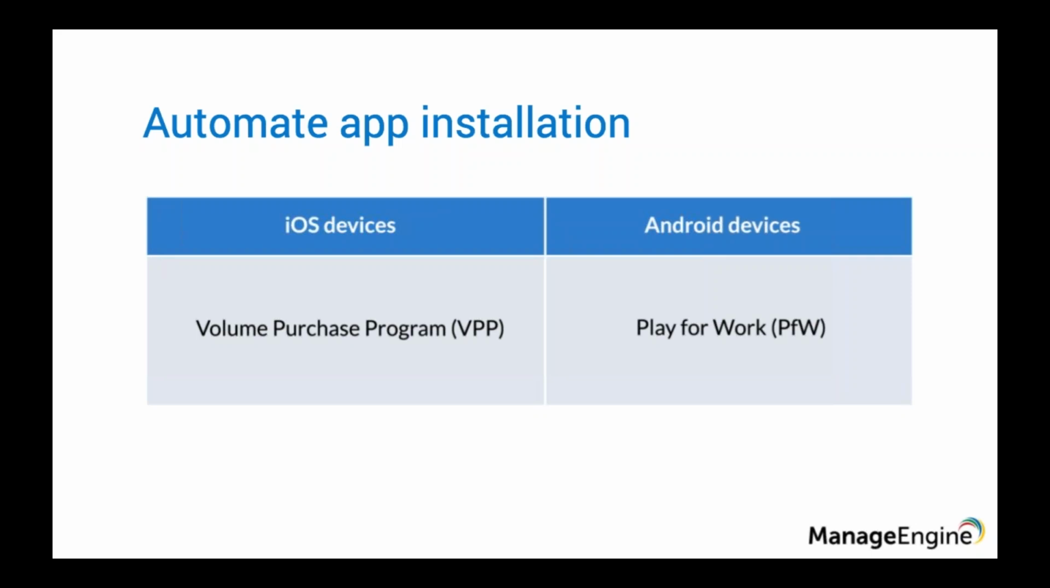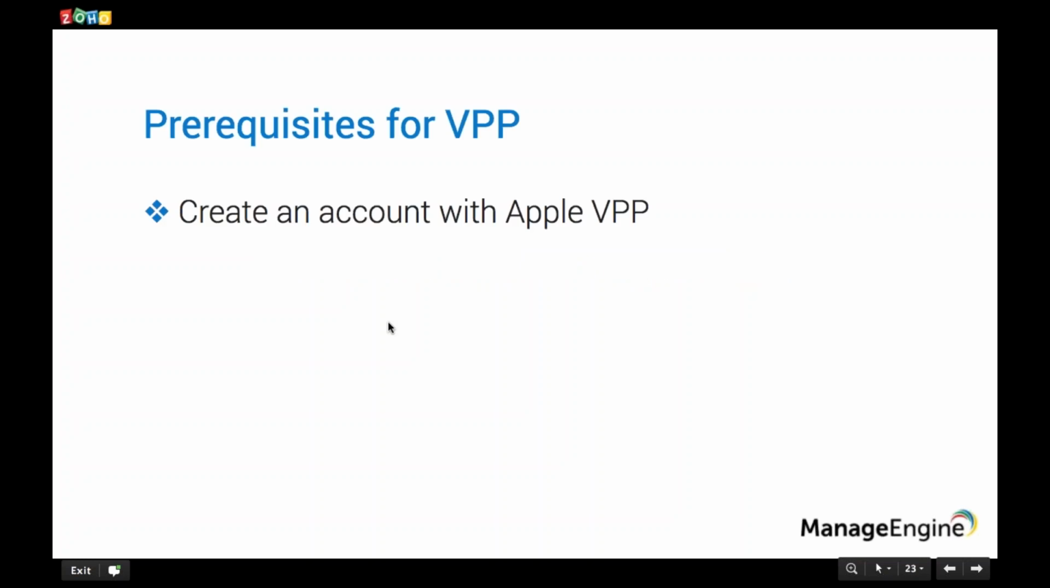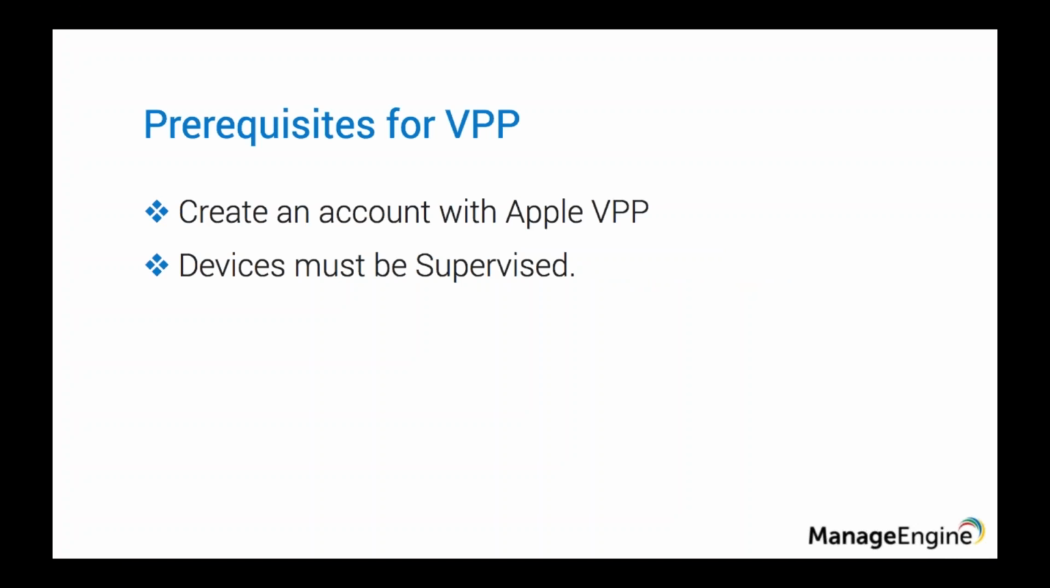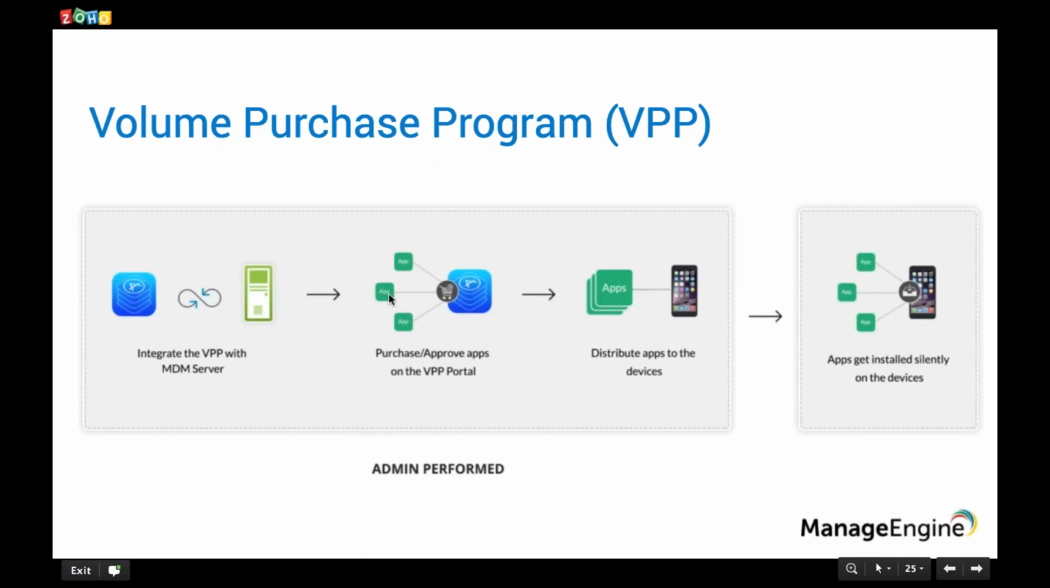We will be discussing both of these options, but let me start off with the volume purchase program. Apple's VPP is a portal that allows us to purchase enterprise apps in bulk and distribute it to our devices. There are a few prerequisites that need to be met before we can use this program. The first is that we need to create an account with Apple VPP. The next is that these devices must be supervised. The supervision of devices can be performed using Apple Configurator or Apple DEP as discussed in the previous session. Let me show you the steps that are involved.